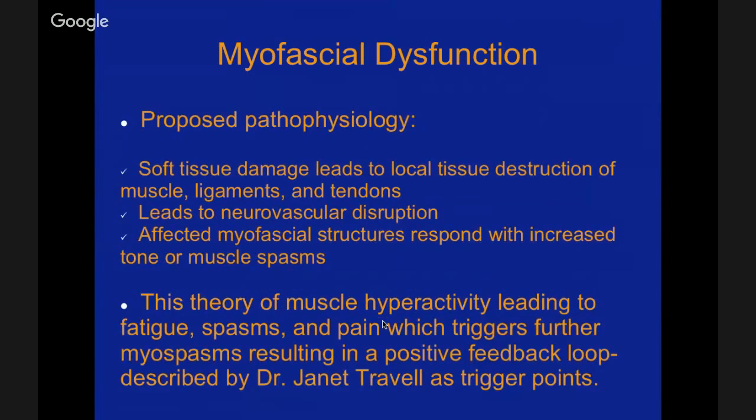So the proposed pathophysiology for myofascial dysfunction: you have soft tissue damage leading to local tissue destruction of the muscle, ligaments and tendons, which leads to neurovascular disruption, and then the affected myofascial structures respond with increased tone or muscle spasms. The theory of myofascial dysfunction and muscle hyperactivity leading to fatigue, spasms, and pain, triggering further myospasms, resulting in this positive feedback loop, was described by Dr. Janet Travell as trigger points.